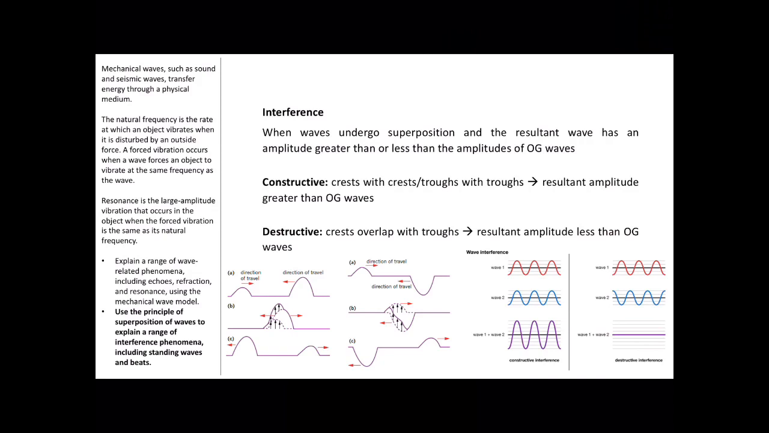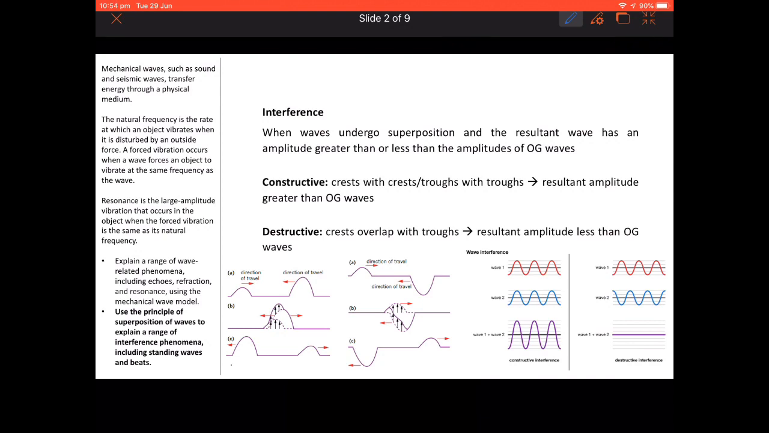Constructive interference occurs when crests interfere with crests and when troughs interfere with troughs, and the resultant amplitude is greater than both original waves. So in our example over here, we've got two waves that are different amplitudes. They're travelling in opposite directions towards each other. When they meet, their amplitude, even though it's a bit irregular, is equal to the sum of both waves, and then they just continue on separate in their own directions.